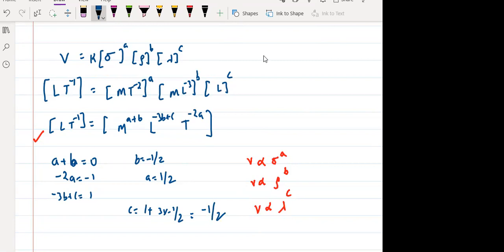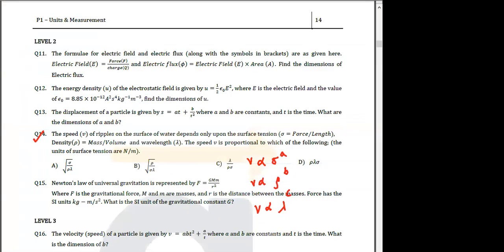Now I can say the formula would be some constant, and I need not worry about the constant. A is half, so sigma to the power half. B and C are minus half, so rho and lambda go under the root. So this should be the formula. What is the answer? Everyone, what is the answer now? A, correct. Very good.